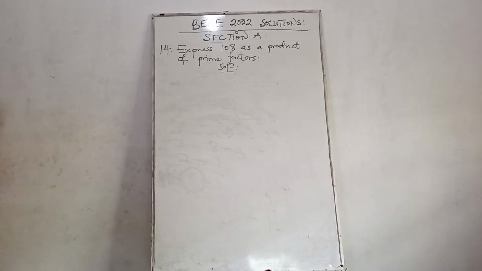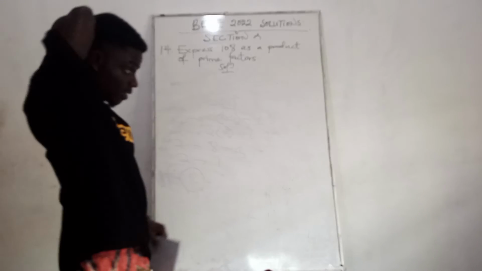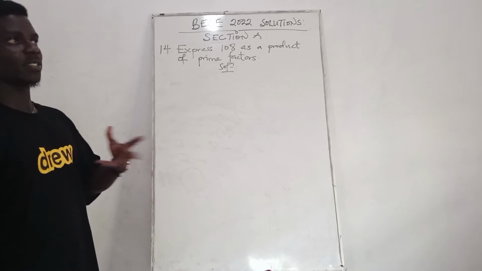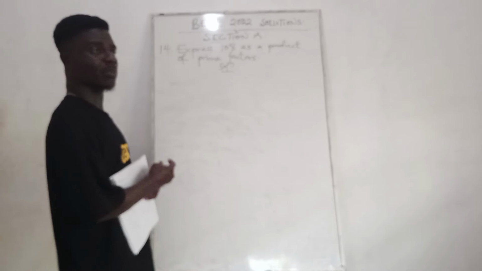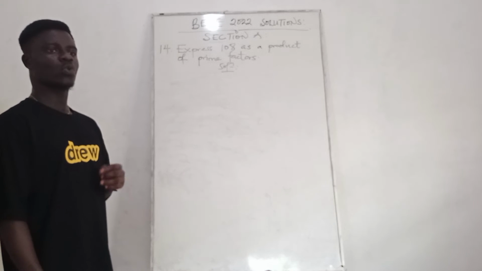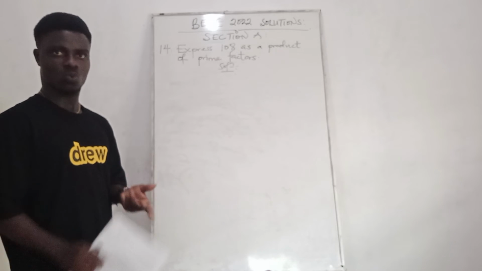Let's go. Express 108 as a product of prime factors. Which means that the factors of 108 might be what? Prime numbers, only prime numbers. And a prime number is a number that has what? Only two factors, 1 and the number itself, except 1, right?